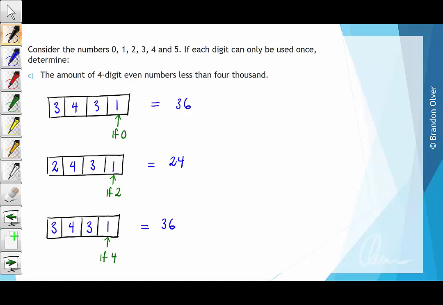So if we combine those 3 cases, we have 36 plus 24 plus 36, which is equal to 96 different numbers that are 4 digits and even that are less than 4,000.